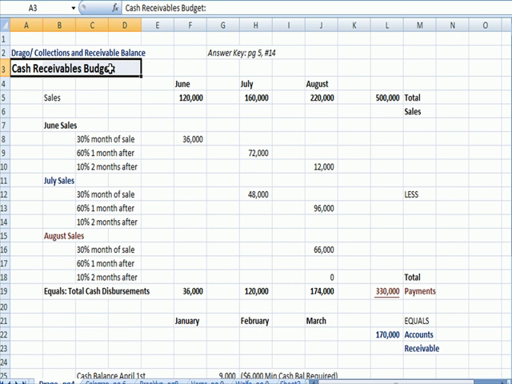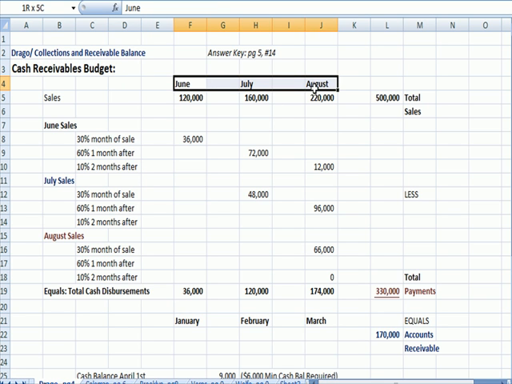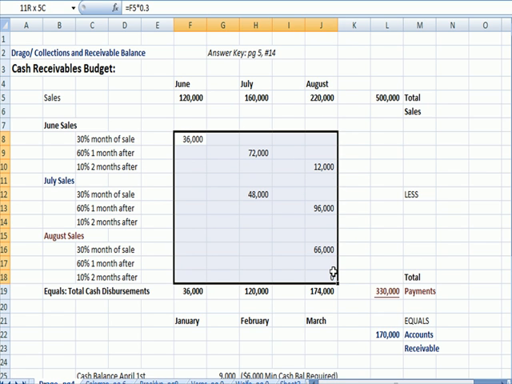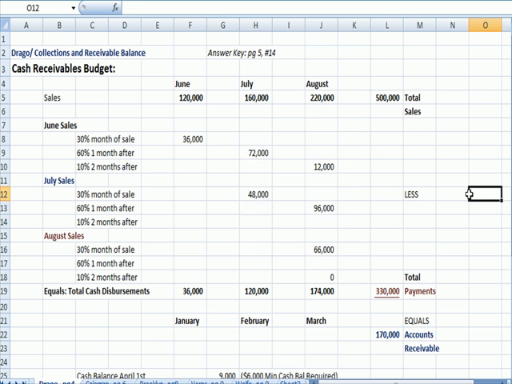Cash receivables budget. Months across the top. We input the sales numbers so we can drive the percentages here in the middle. I'm just going to do one month, June, because I think by this time I'm hoping people are starting to get the hang of it.